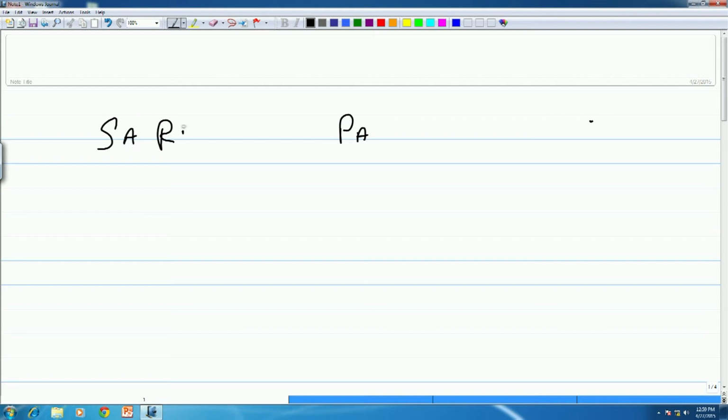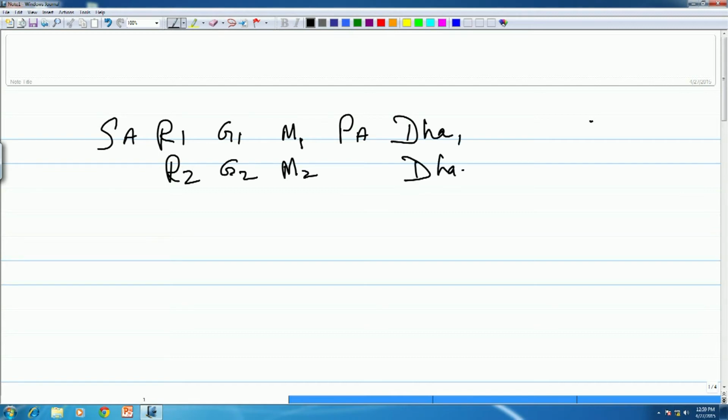We have Re1, Re2, Ga1, Ga2, Ma1, Ma2. Then Pa, of course, which has no variant. Dha1, Dha2, Ni1, Ni2. And this is how we have the schema of 12 note positions, swarasthanas.